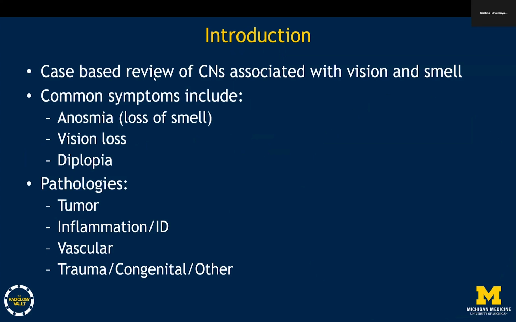So this is a case-based review of cranial nerves associated with vision and smell. Again, symptoms include anosmia, vision loss, and diplopia. Pathologies include tumor, inflammation, vascular, and then trauma, congenital, and other causes for cranial nerve palsy.